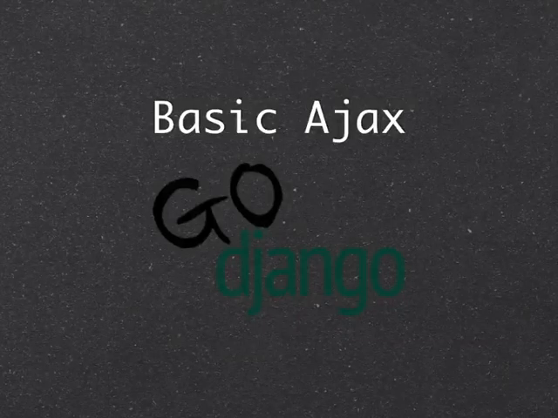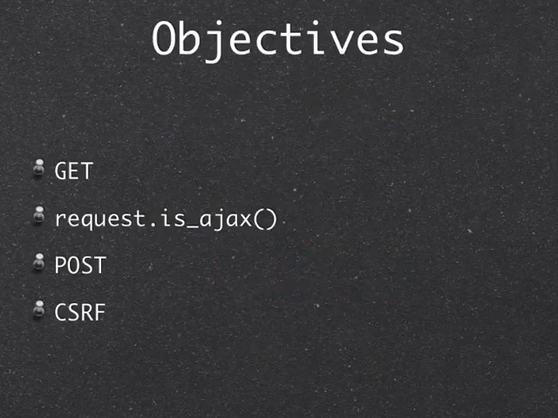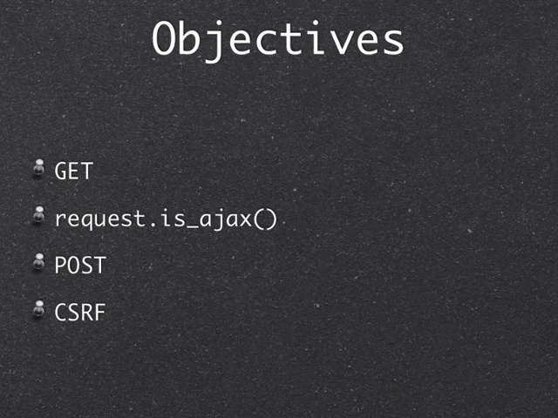Today we're going to talk about basic Ajax in Django. We have a few things that we're going to talk about. We're going to talk about doing a GET request. We're going to talk about the isAjax method on the request object in Django. Then we're going to talk about how to do a POST. Then we're going to talk about doing a POST with the CSRF token that we use on the backend in Django. To get started with this, I have done a bunch of boilerplate code already, and I'll run you through that.